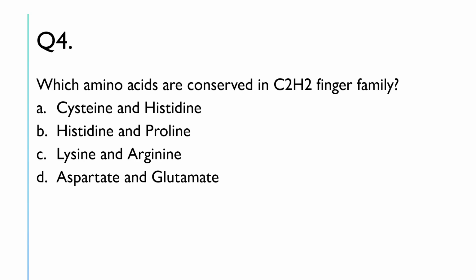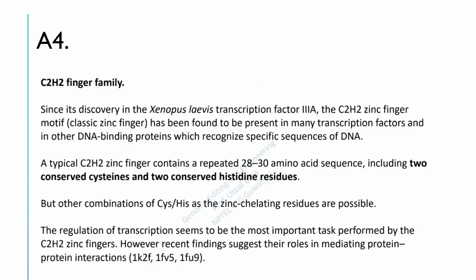Okay, and cysteine is a semi-essential amino acid. It has a thiol group, SH group, and histidine has one imidazole group. They both help in interacting with other amino acids, proteins and DNA. Okay, so let's talk more about the C2H2 finger family.